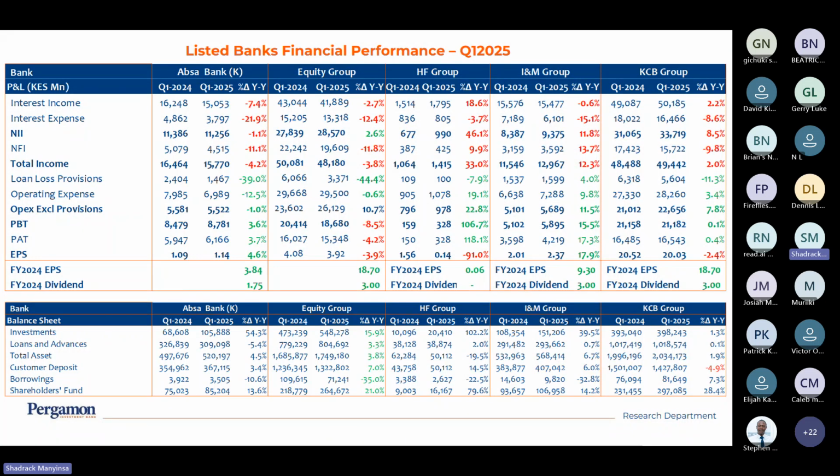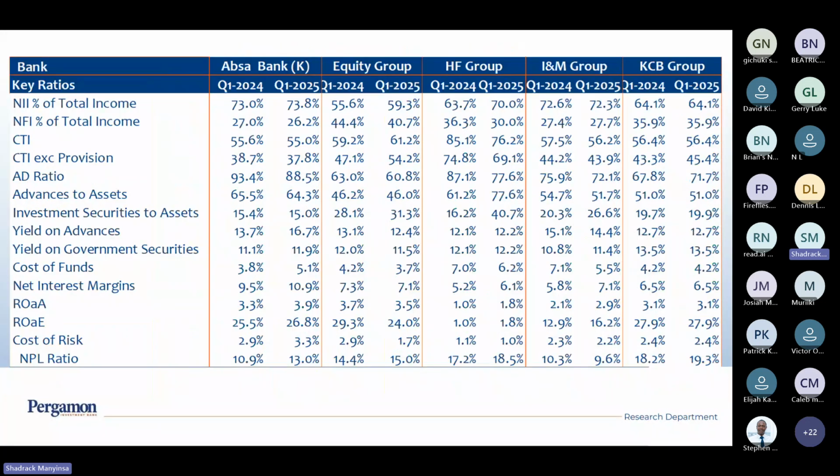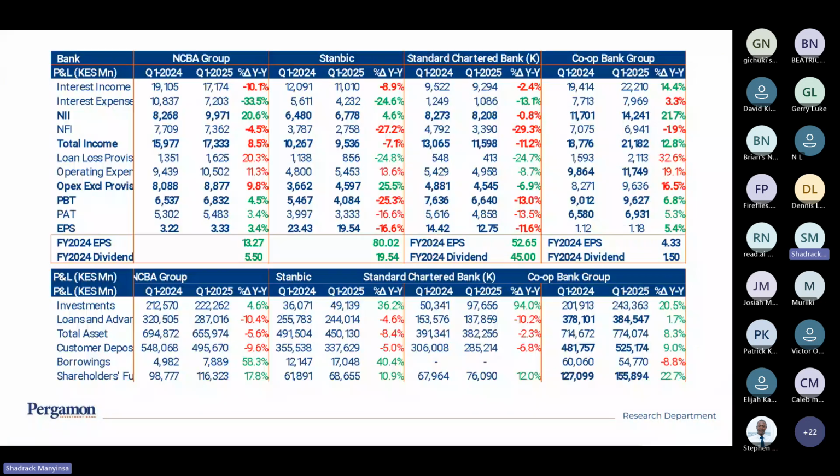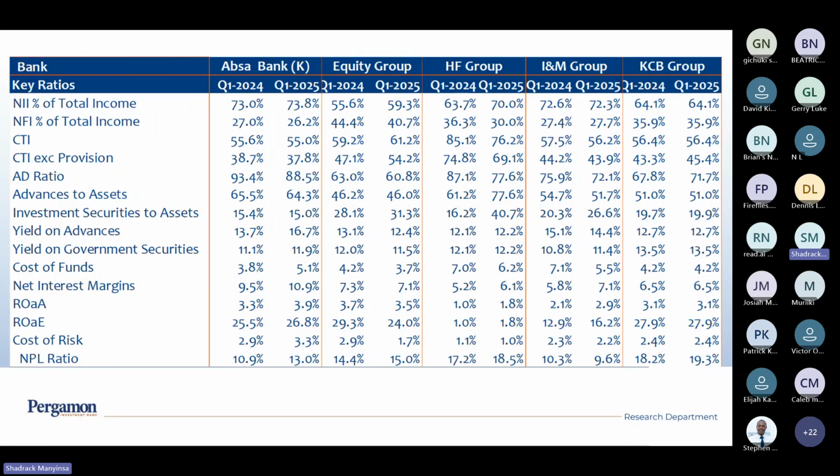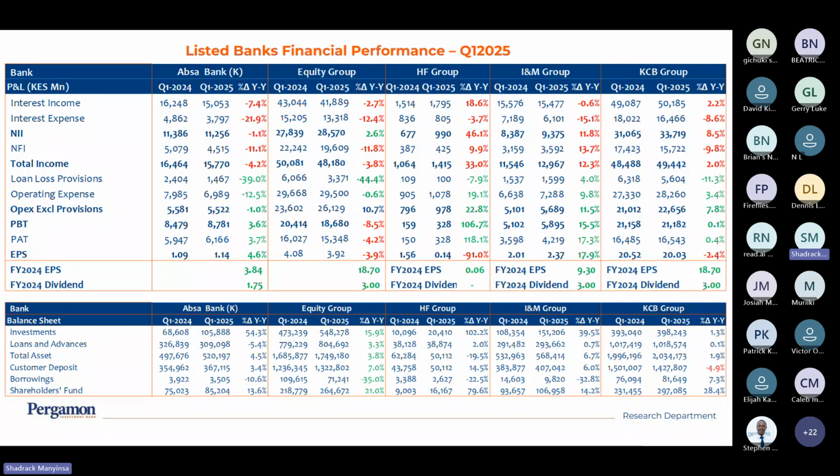As you can see, these are on the presentation. We have only 5 there, but we have others in the second slide and the third slide which follow. But if you look at non-funded income, which is non-interest income, there was a reduction across all the banks, all of them recording declines. Like now, if you can see, for instance, KCB and Equity Group recorded declines on that line.